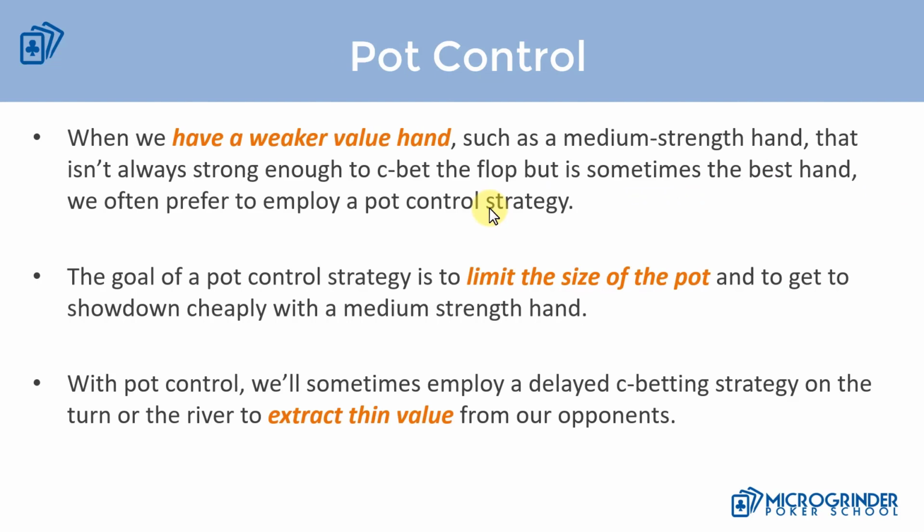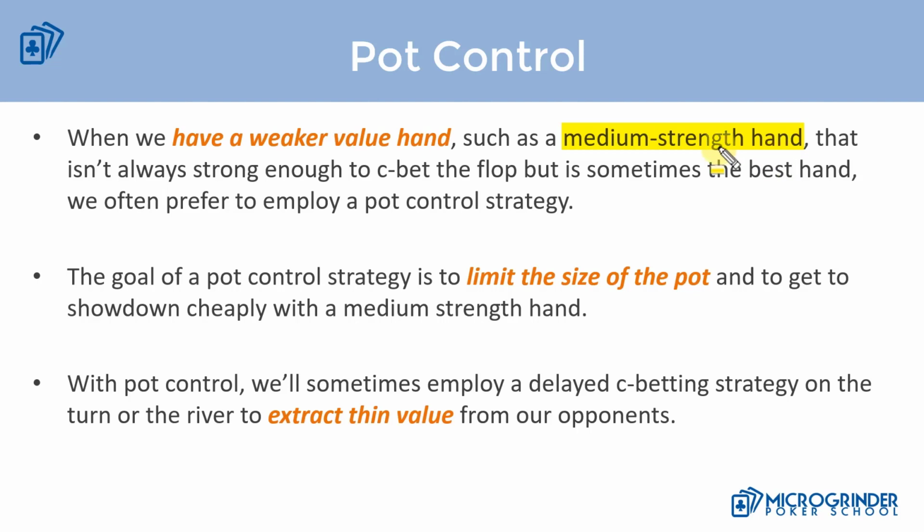Now let's talk about the second reason. The second reason is for pot control. So when would we want to use a pot control type of strategy? Well, it's when we have a weaker value hand that really isn't strong enough to bet for value. So we're talking about our medium strength hands: top pair with a weak kicker, middle pair, hands that are decent, but they're not really strong, thick value hands. They are more on the thinner side of the value. So it's a medium strength hand, but we don't think it's strong enough to c-bet the flop. But sometimes we're going to have the best hand, and more often than not, we're going to have the best hand.